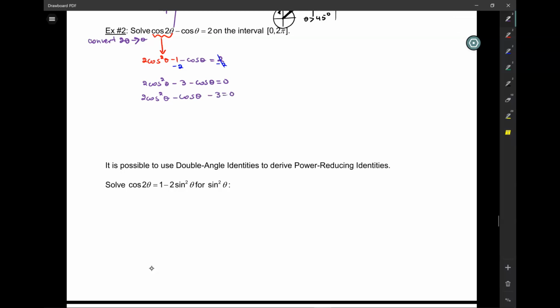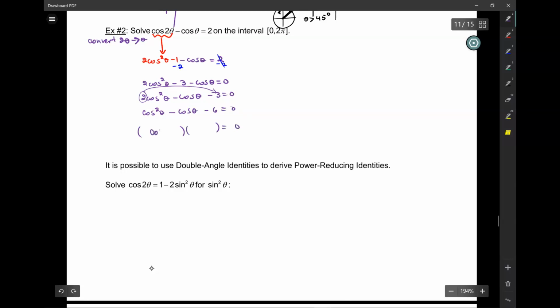Okay, now to factor, you could do guess and check. Is everybody okay with guess and check, or should we do that other method where you multiply the 2? Let's do that other method. What's the other method? So you multiply the 2 over to here. So now you get cosine squared minus cosine minus 6.